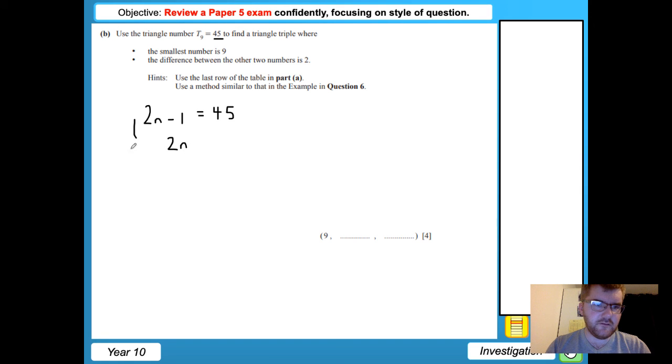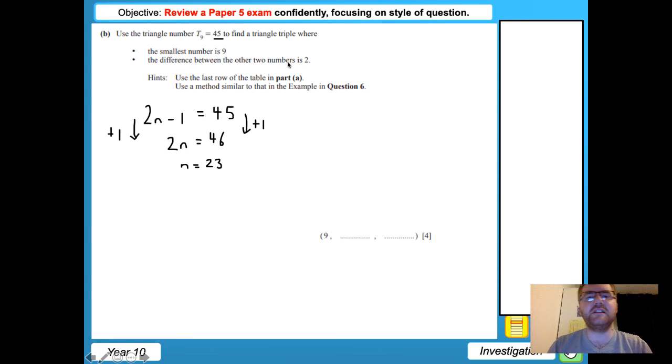So what do we do to this side? Minus 1, we actually plus 1. This is just an equation to solve. I'll go through this pretty quickly. 2n is equal to 46, and therefore n is equal to 23. So we know, along with this number 9, T9, that we've also got 23 as well. So 23 needs to be put in there. And so we need to work out the other number.